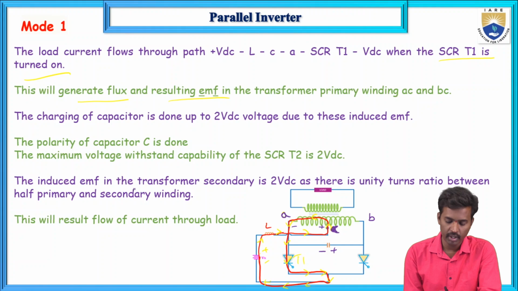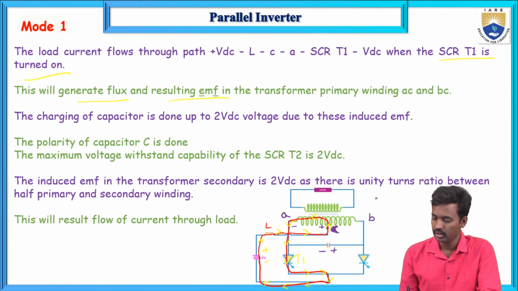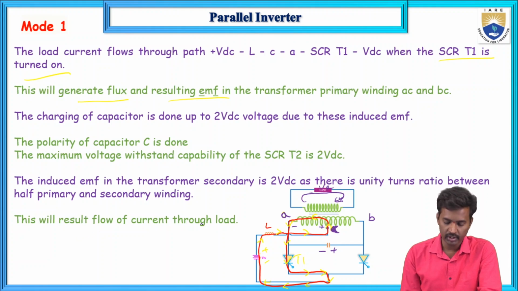The induced EMF in the transformer secondary winding is 2 VDC. The turns ratio is 1, unity, so this is also 2 VDC. So now the output voltage, current will flow, and induced EMF will be developed in the transformer secondary winding, and so current flows in this direction. This is the output voltage VR, and this will result in current flowing through this.